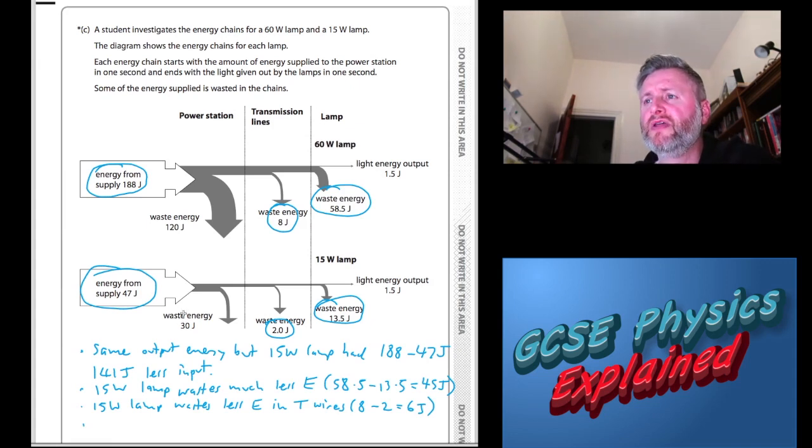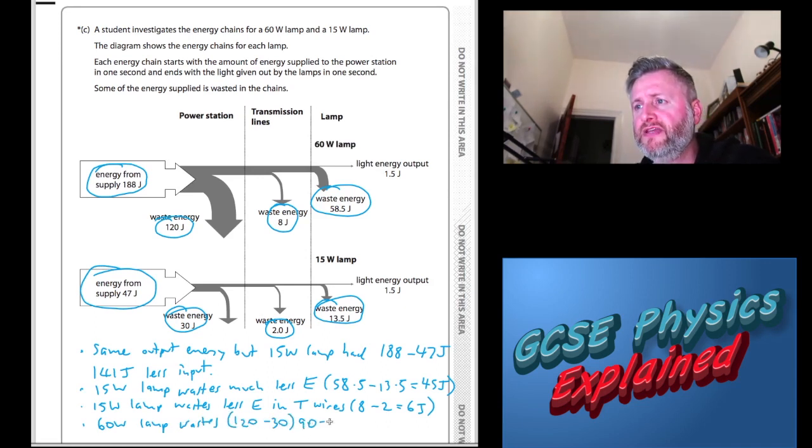And we may as well compare this thing here. So that's 30 joules there, and that wastes 120. 60 watt lamp wastes 90 joules more energy at the power station. So you can see at every part of its journey, the 60 watt lamp is wasting more energy. So the 15 watt lamp, that must be the energy saving lamp.